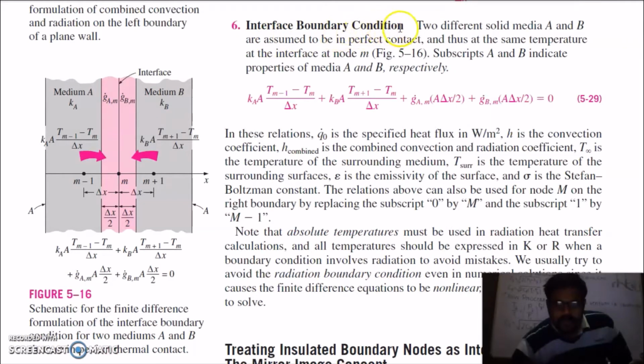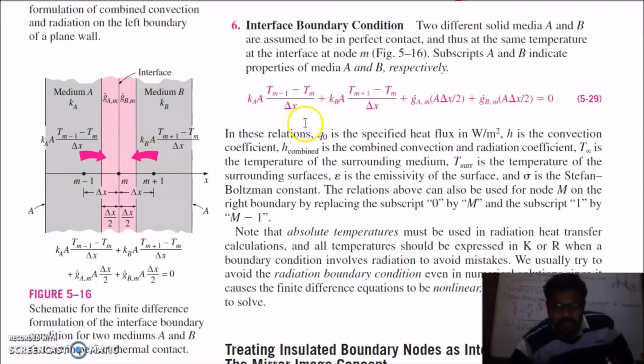Interface boundary condition. Two different solids, media A and B, are assumed to be in perfect contact and thus at the same temperature at the interface at node m. Subscripts A and B indicate properties of media A and B. In that case, this is your equation here: heat transfer from this side plus heat generation plus heat transfer from this side plus heat generation.